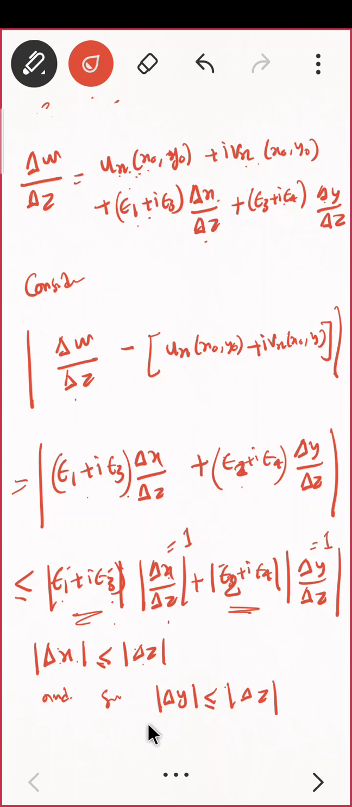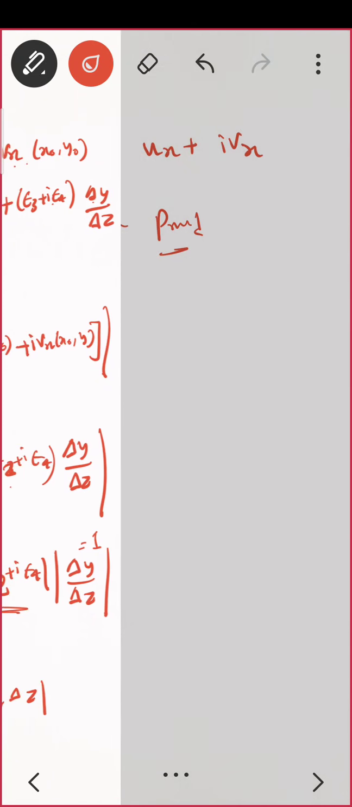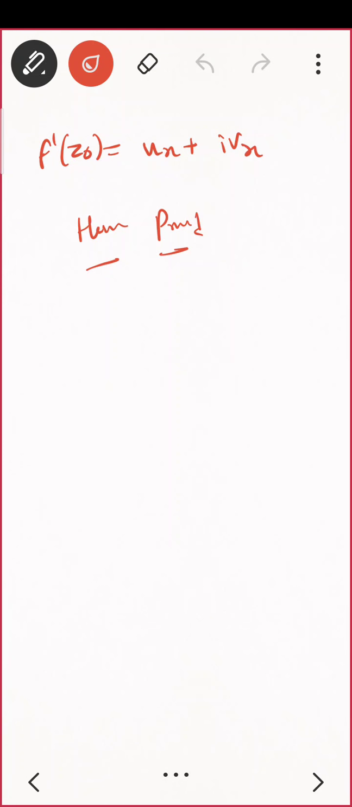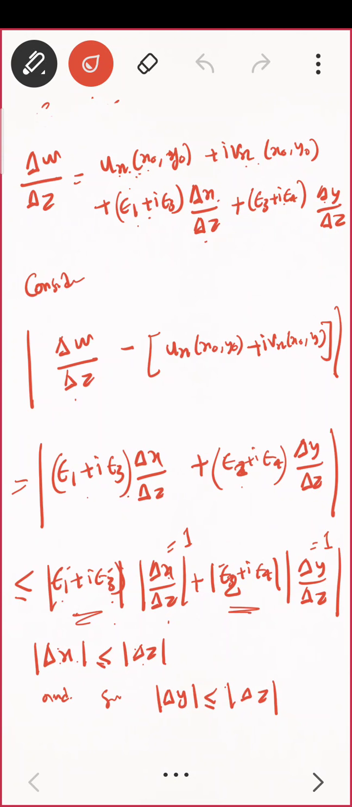Or if you want to go like this, that is also okay, no issue. So what is your conclusion? That the derivative equals ux plus ivx. Okay? Is it clear now? Yeah, okay then. Just go back once again and revise the whole proof.